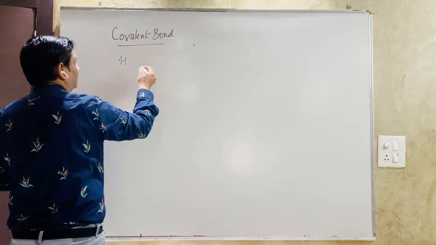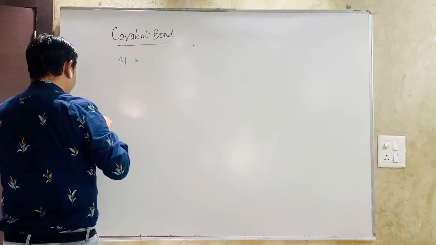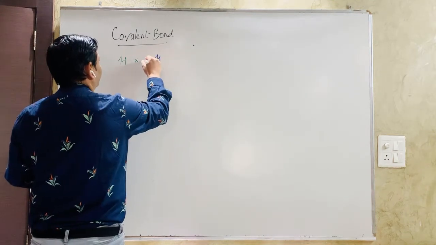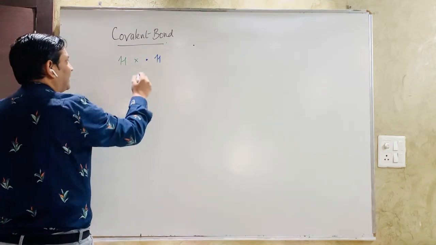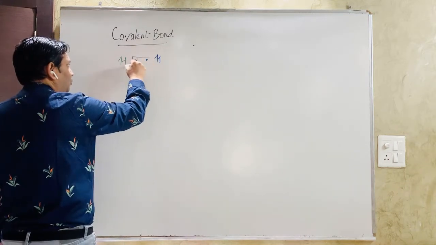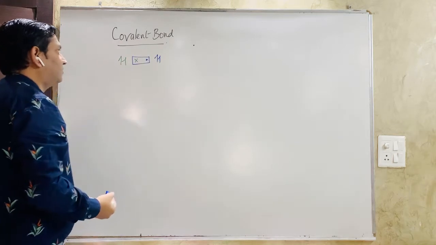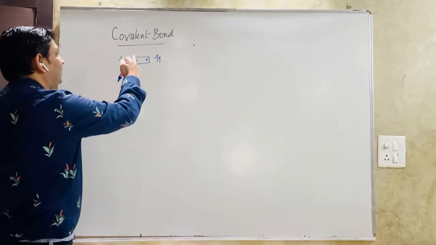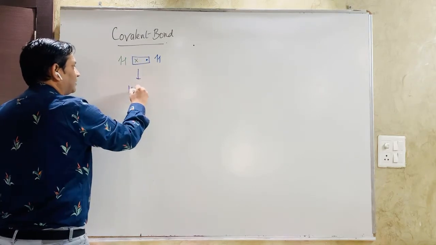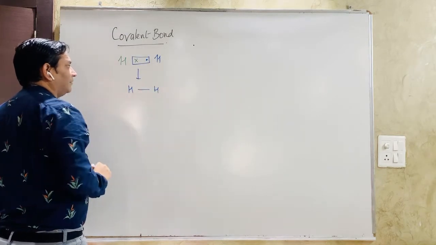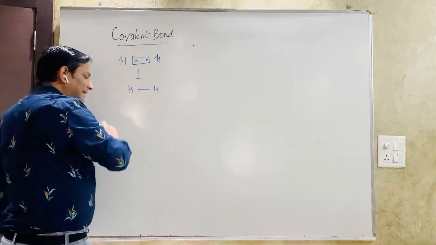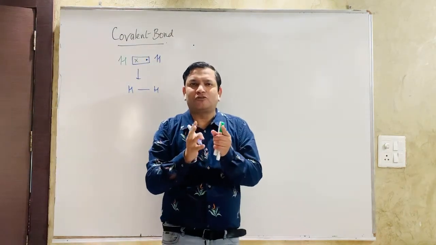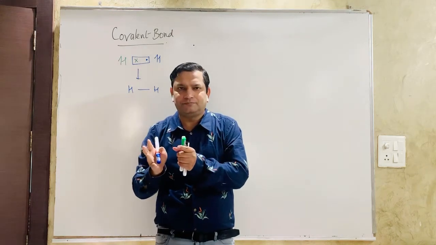hydrogen, one electron, another hydrogen having one electron, they both deciding to share their one electron each to form a covalent bond that is represented by this solid line, which basically comprises two electrons, where one electron is contributed by one atom.